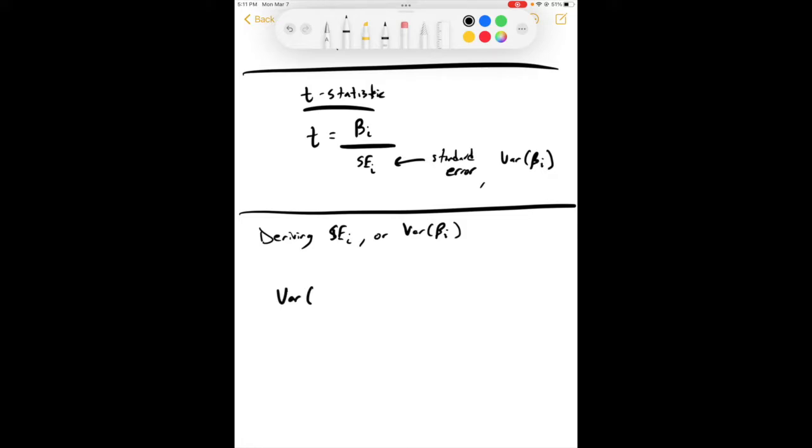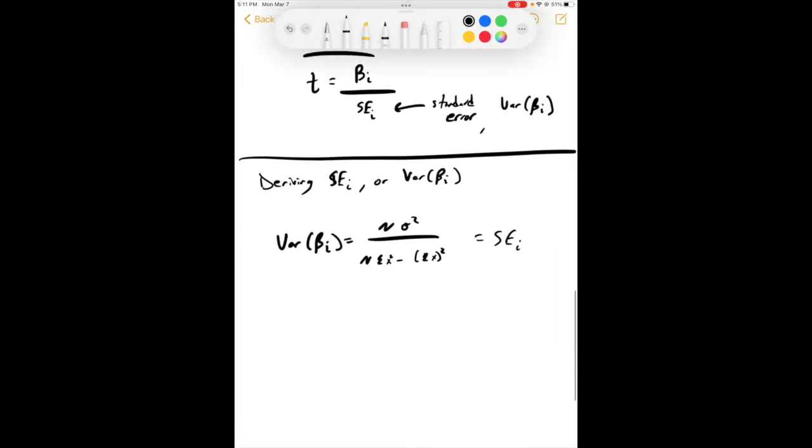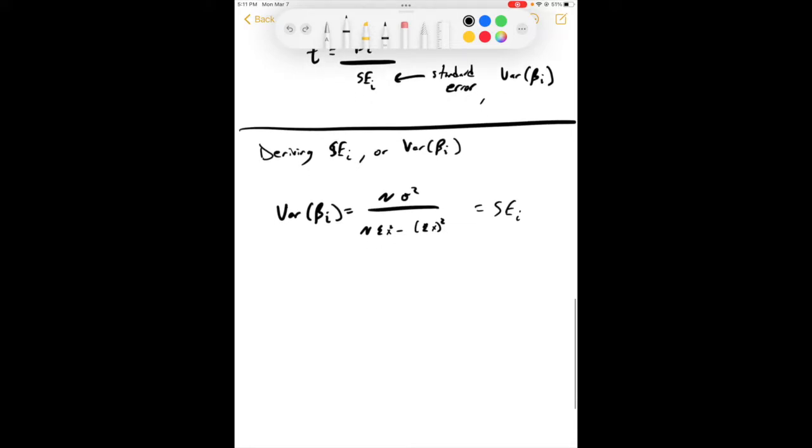We're going to use that the variance of beta I is equal to n times sigma squared, because remember the variance is constant, over n times the sum of all the x squareds minus the sum of all the x's squared. This is, again, the standard error, as it's normally called. But it's actually easier to handle all of the betas at once using vector notation. So we're going to go back to vector notation.